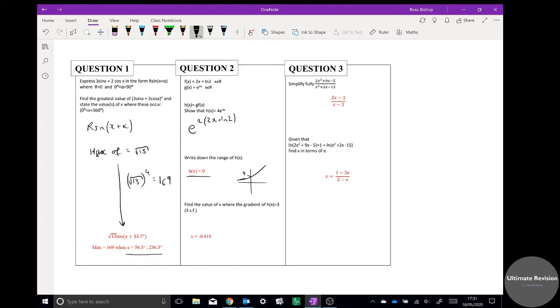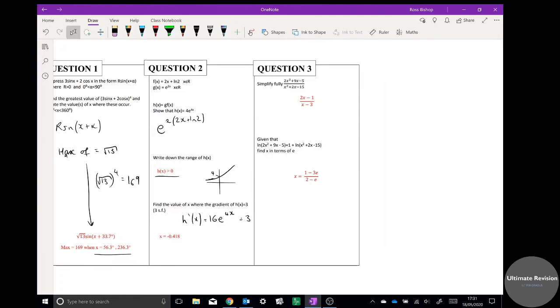And then the gradient of h(x), you're differentiating h(x). So h dash x, if you differentiate that, it's going to be 16e to the 4x, and then you substitute 4 in there. You substitute that equal to 3. Find the value of x where the gradient is 3. Yeah, so you set that equal to 3 and you solve that.